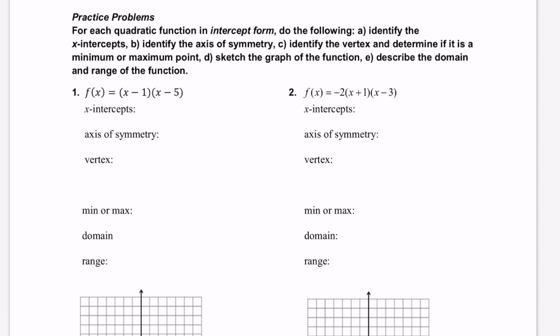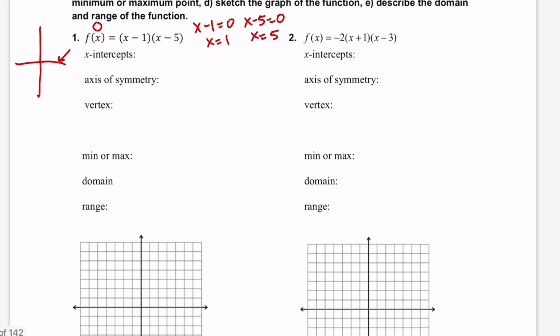Our first one, we have x minus 1 and x minus 5. Now, if we were to put a 0 in for the y, remember if the y is 0, we are on the x-axis, and that would give us our x-intercepts. So if our answer is 0, we're going to set each piece equal to 0, x minus 1 equals 0, and x minus 5 equals 0. And so x is going to equal 1 and x is going to equal 5. And those are going to be our two x-intercepts. We're going to have one at 1 and one at 5.